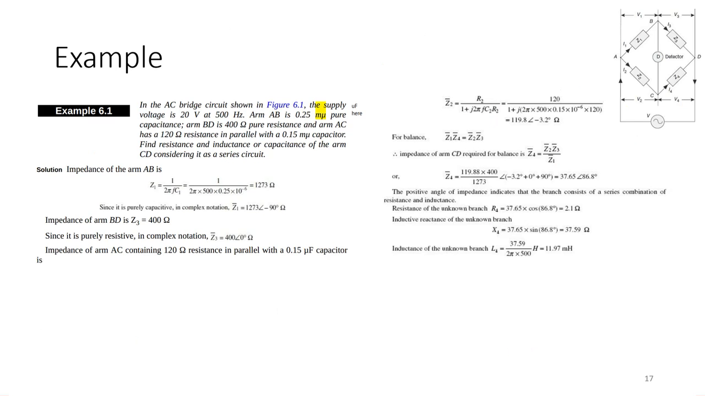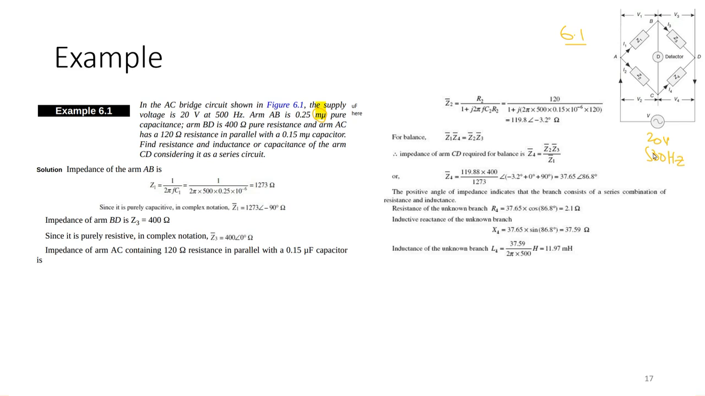Now let's do an example on this. We have an AC bridge, shown in this figure, figure 6.1. This thing was wrong in the book: it is microfarad, but here it is written as millimicro. So millimicro is nothing. We are supplied with 20 volts at 500 hertz.